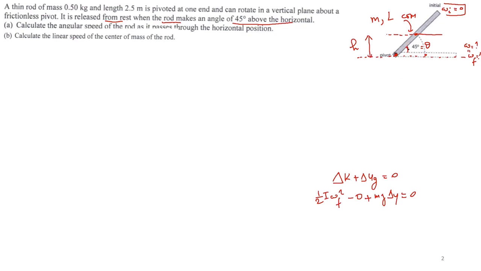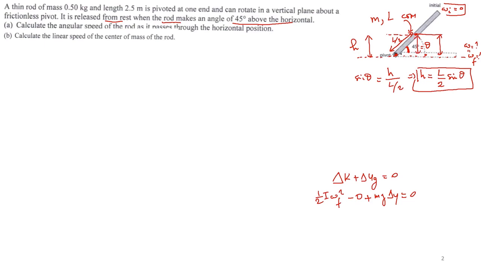So if this angle is theta here, okay, this is half L because the total length is L. So I have sine theta is equal to h divided by half L. So that means h, which is my change in height, is just equal to what? L divided by 2 sine theta. Okay, so this h is here, and it's the same here.